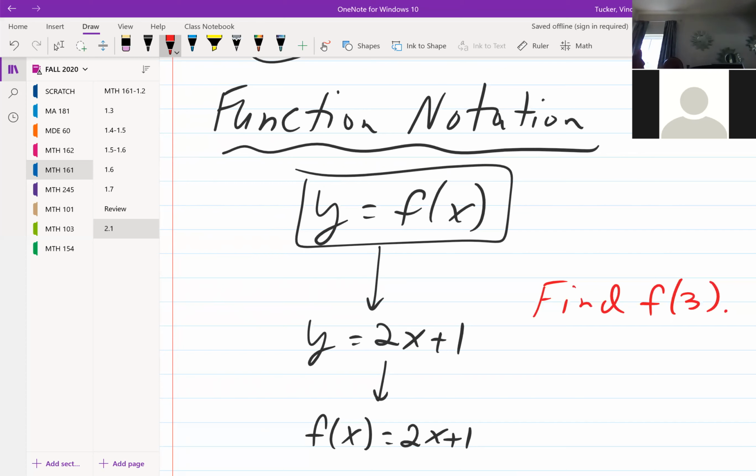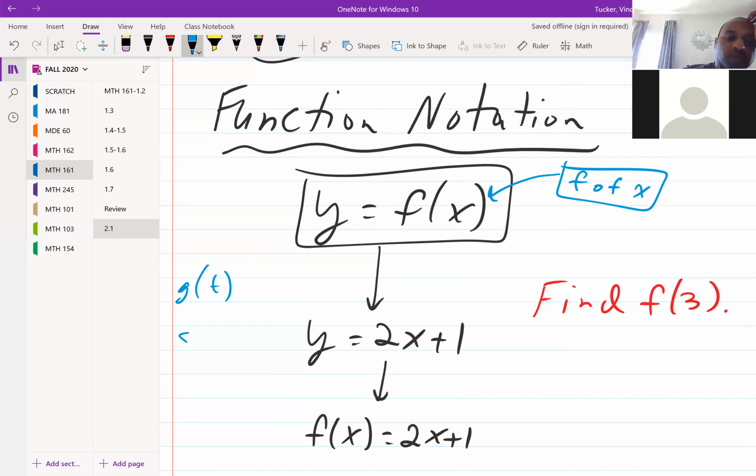So y is equal to 2x plus 1. That means f of x is equal to 2x plus 1. That is in function notation. That is called f of x. That's how you say that. It's like if you had g(t), that would be g of t, s of r, and so on.